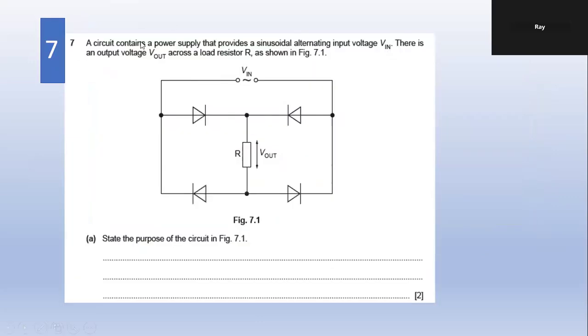Okay, the circuit contains a power supply that provides sinusoidal alternating input voltage. AC is very popular. There is an output voltage Vout across the load resistor. That's the output. The input is as shown in figure 7.1. State the purpose of the circuit. What's the purpose of the circuit? Rectify the full wave, I think. Full wave rectification.